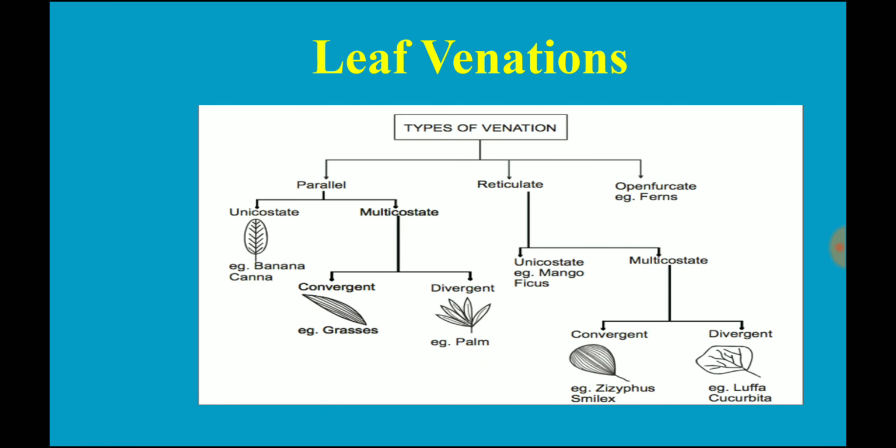Now leaf venation. There are two main kinds of leaf venation, that is parallel and reticulate. Sometimes it is called unicostate. So the parallel venation has unicostate and multicostate, and the reticulate venation also has unicostate and multicostate structures.